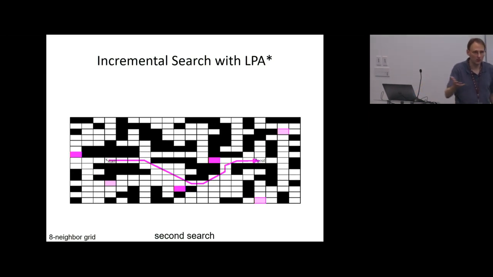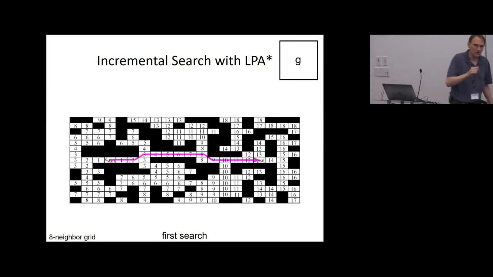And my question now is, how can you do it faster than running Dijkstra again? Which kind of technique would you use? A star. Okay. Good. So how can we do it even faster than A star? Okay, so let's try to understand this.